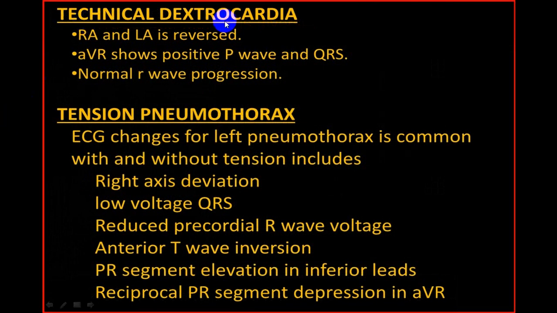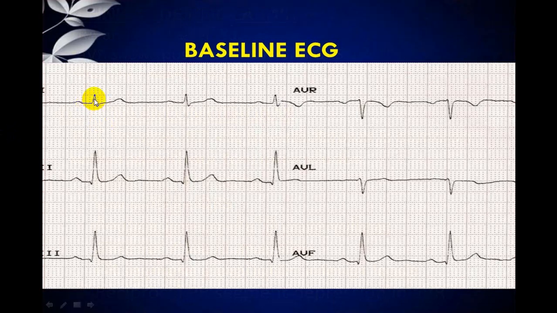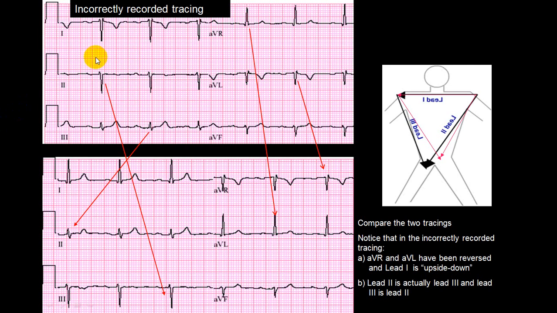So when you create a technical dextrocardia, meaning right arm and left arm leads are reversed, AVR will show positive and there will be normal R wave progression. So I'll show you that particular thing. Now if you look, this is normal, lead 1, AVR. Lead 1 is positive, AVR is negative. Now if you look here, lead 1 is negative, AVR is positive. And when you reverse back the leads, again they have become opposite. Lead 1 has become positive and AVR has become negative. So this is lead reversal.